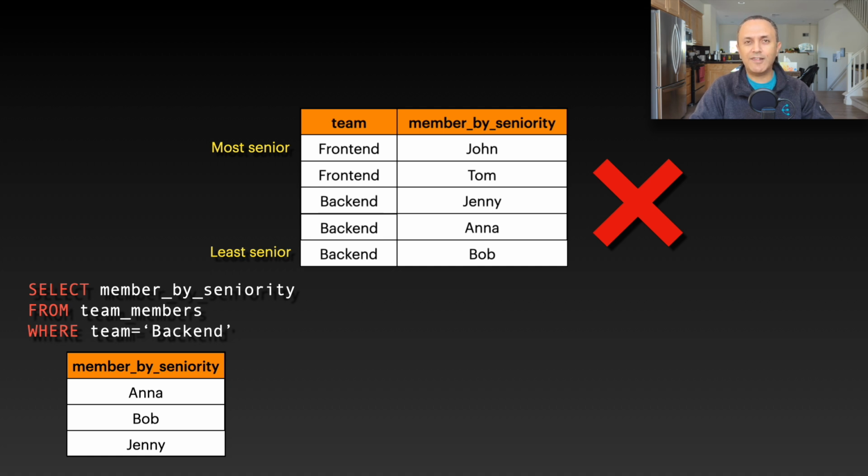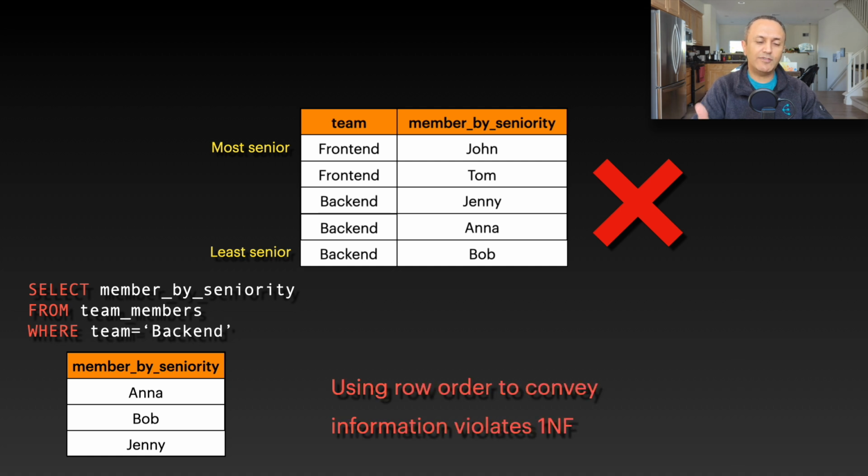Why did this inconsistency happen? Because I used the row order to convey some information. In relational databases, we should not do that. So this is one of the conditions of first normal form, is that we never use the row order to convey any information. If we want to represent this information, we have to represent it explicitly.